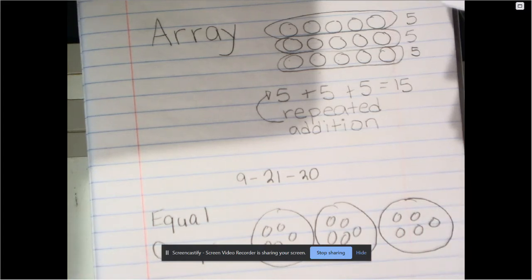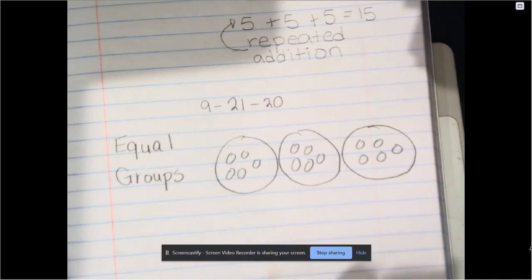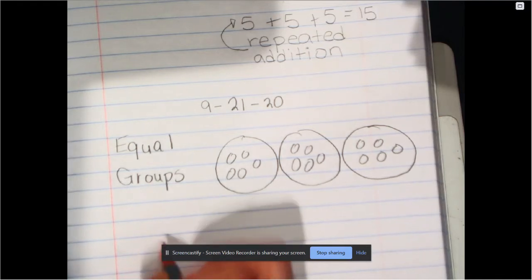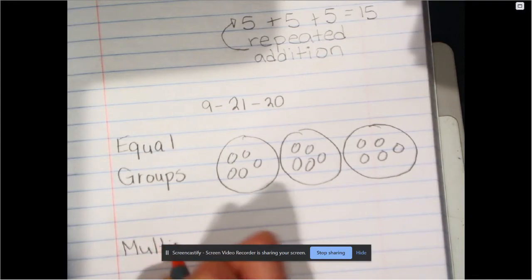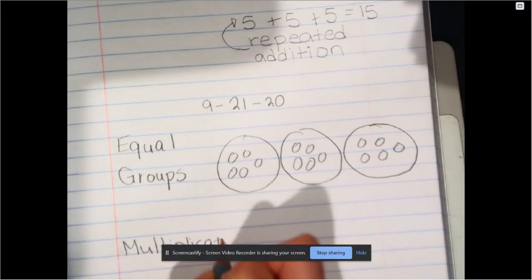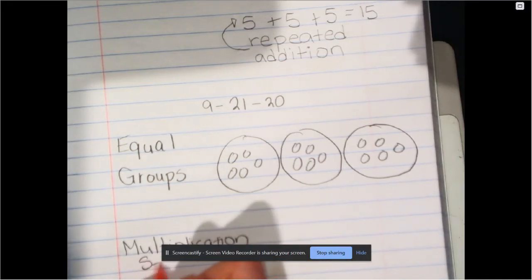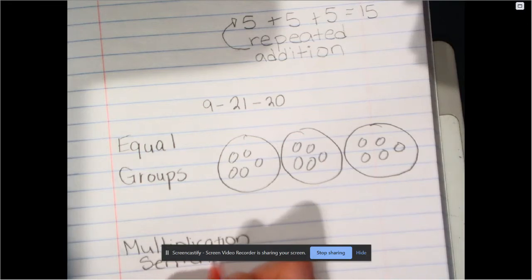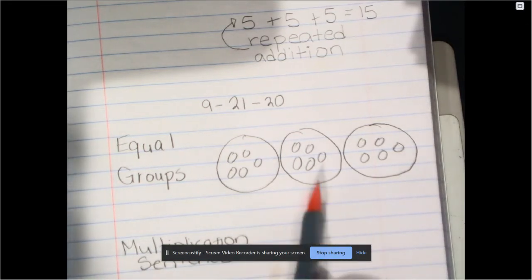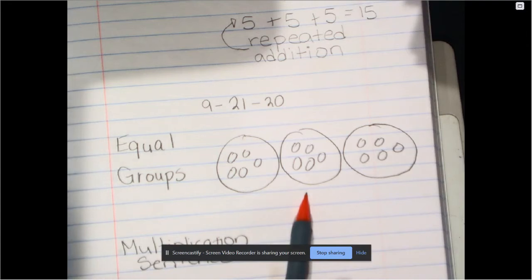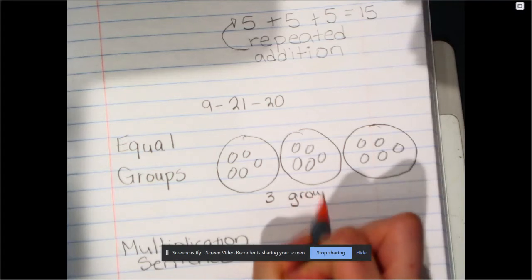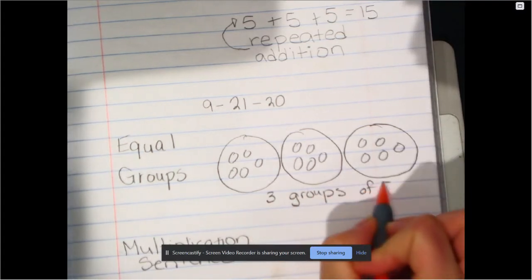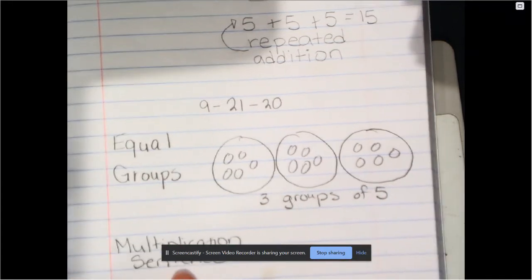So I've made my equal group sentence now. I'm going to add one more note, and this is for our multiplication equation or multiplication sentence. So I'm going to label over here multiplication. I'm going to call this my multiplication sentence. So I want it to match the pictures that I've already drawn. So I know that I had 3 groups of 5. So I want my multiplication sentence to match that.